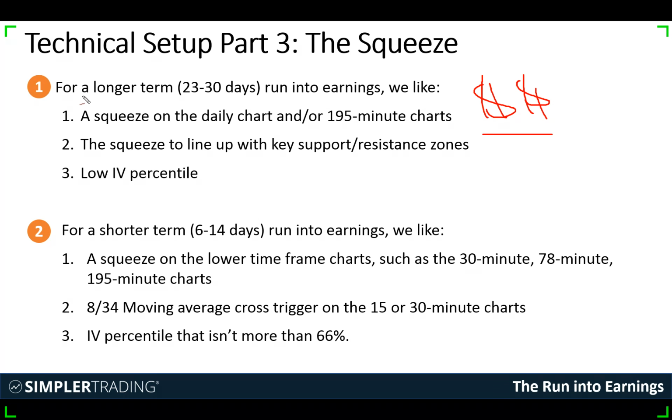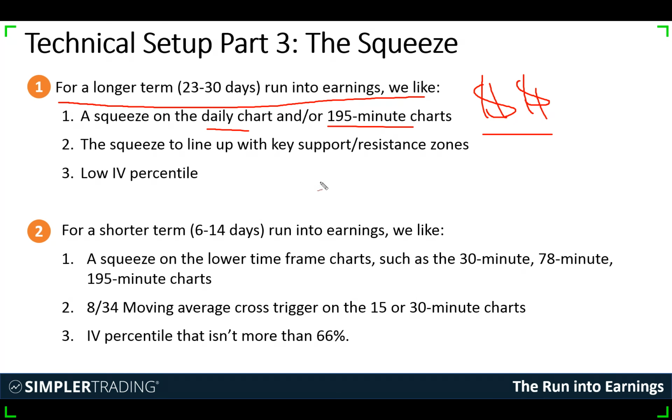So what is the setup? For a longer term run into earnings, 23 to 30 days, we like to see a squeeze on the daily chart or a 195-minute chart. So you're looking at your daily charts. You can look through the earnings calendar, look through your daily charts, and make a list of stocks that are reporting earnings in the next 6 weeks and start to pay attention in that time frame. And then look for a potential daily chart with a squeeze or a 195-minute chart.